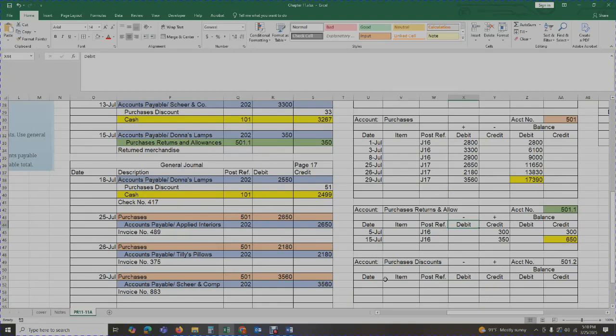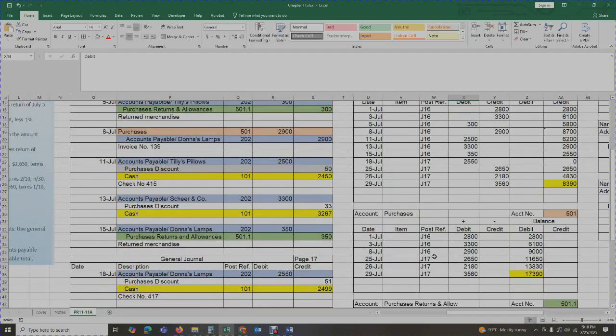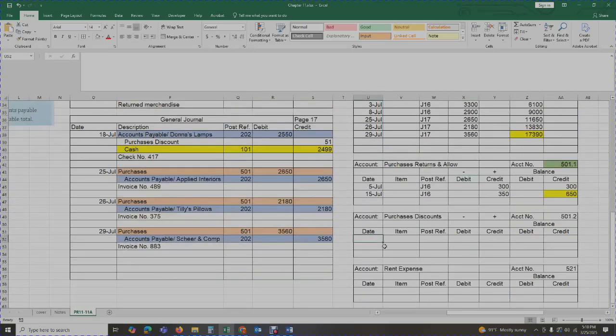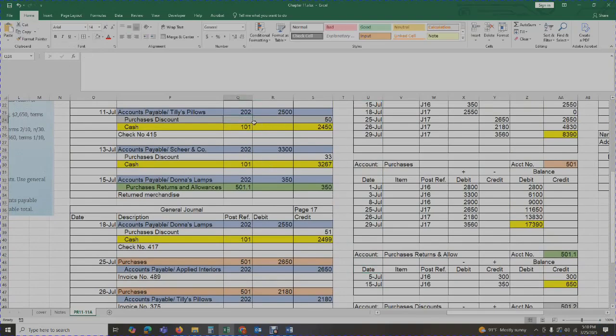So for purchases discounts, we have July the 11th. This is on journal 16, and we have a credit of $50. This is account number 501.2. So we're going to go to purchases discount 501.2. We're going to keep on looking for purchase discounts.